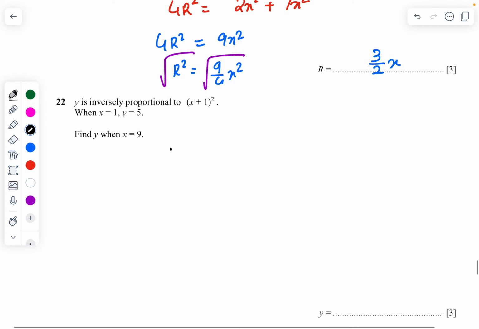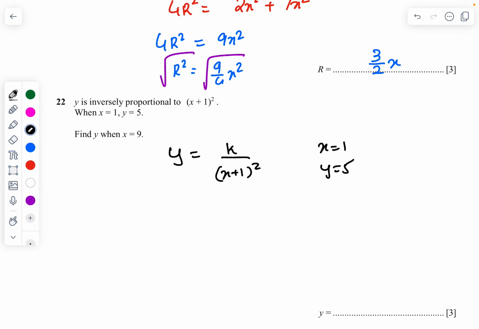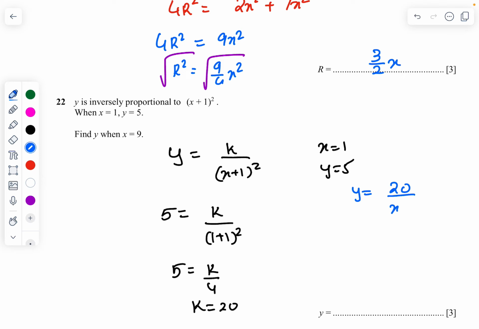Y is inversely proportional to, inversely means k upon x plus 1 whole square. X is 1, y is 5. So what does it become? 5 equals k upon 1 plus 1 whole square. So 5 equals k upon 4, k equals 20. So what is the equation? Y equals 20 upon x plus 1 whole square. When x equals 9, y equals 20 upon 9 plus 1 whole square, 20 upon 100, which is going to be 1 upon 5.